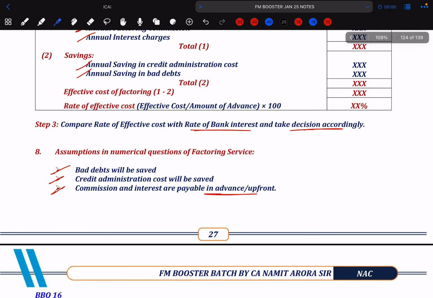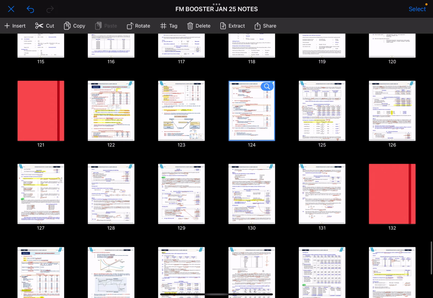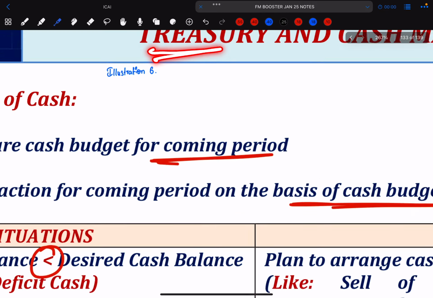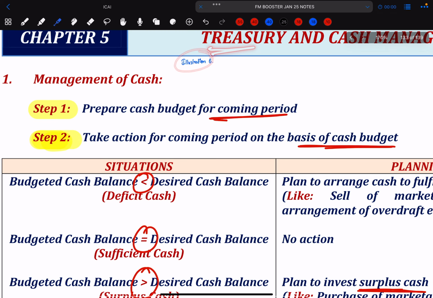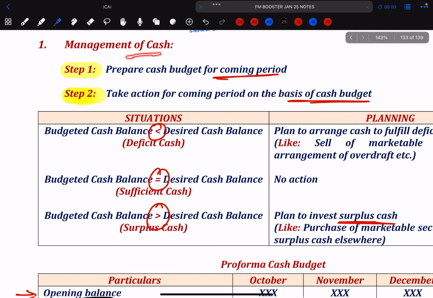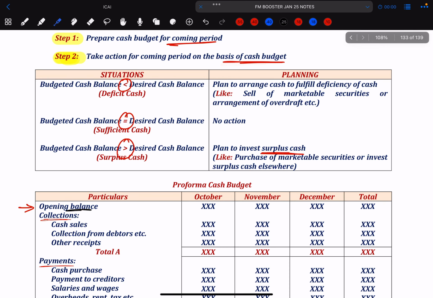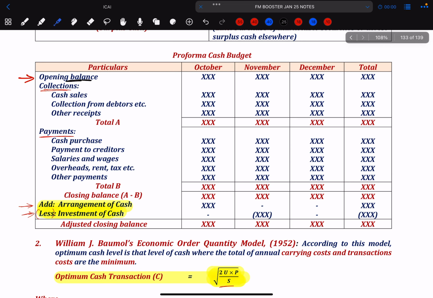We are done with receivables and payables, and the last one here is treasury and cash. Here illustration 6 is very important, you have to go for that. And for measurement, go for cash budget first and take action on the basis of cash. If budgeted cash is lesser than desired cash, that is a deficit. This one even kids know.